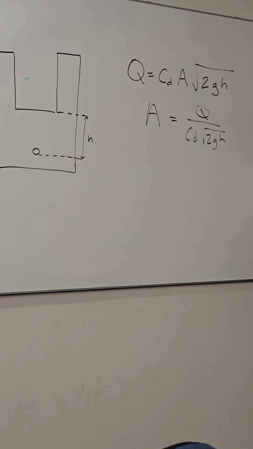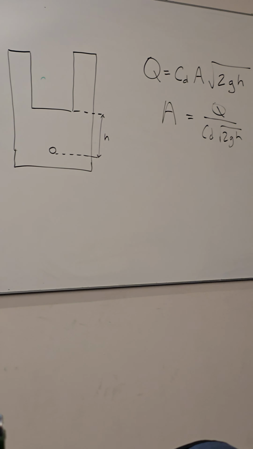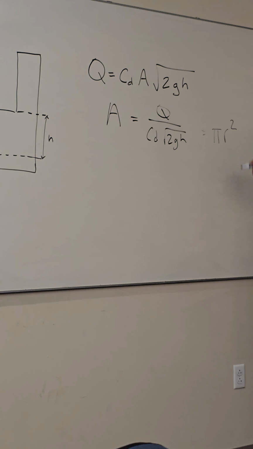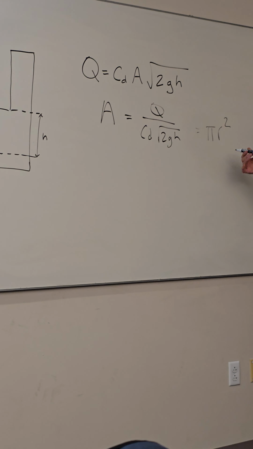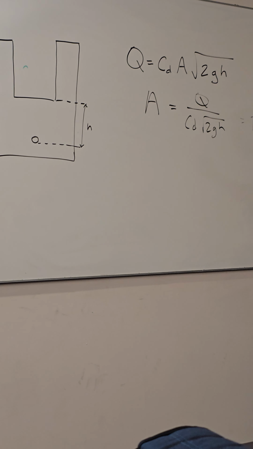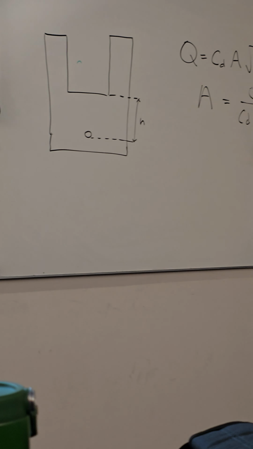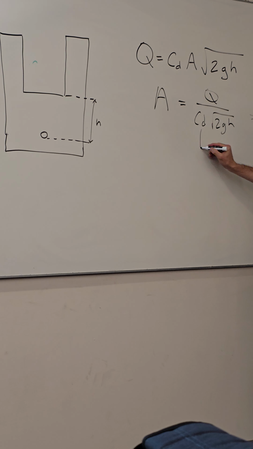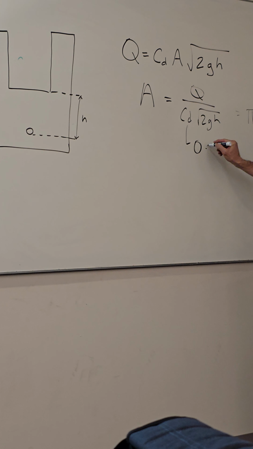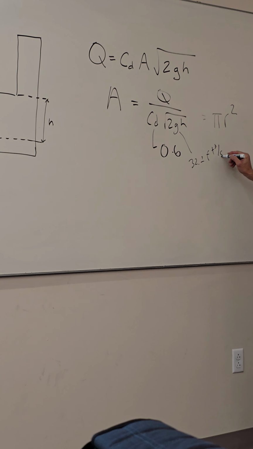So we want to be able to solve for that. And our orifice is circular, so that's just pi r squared, right? So if we can solve for R, we can come up with the size of an orifice, okay? So how do we get these things? This is a coefficient, and standard orifice coefficient is 0.6. G, we already said, was 32.2 feet per second squared.